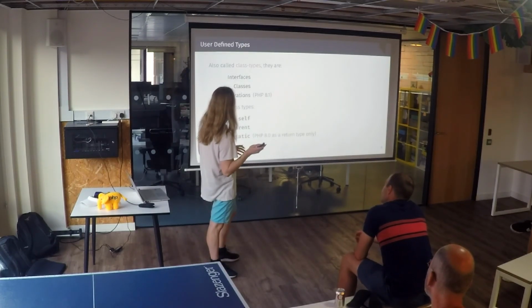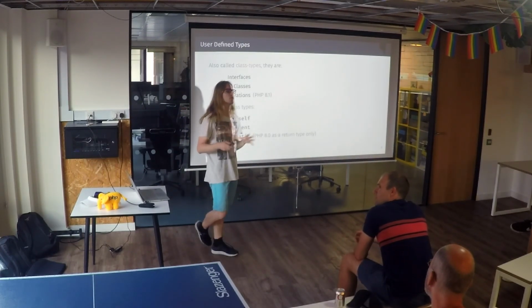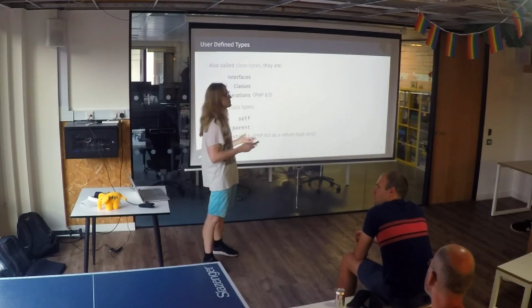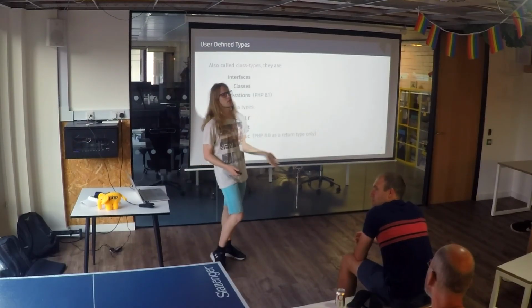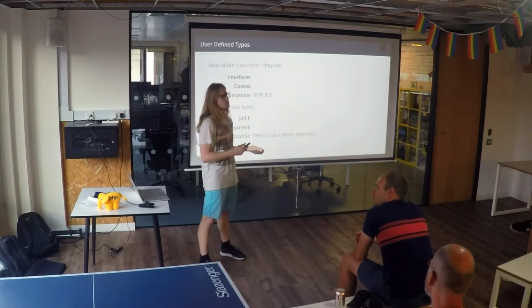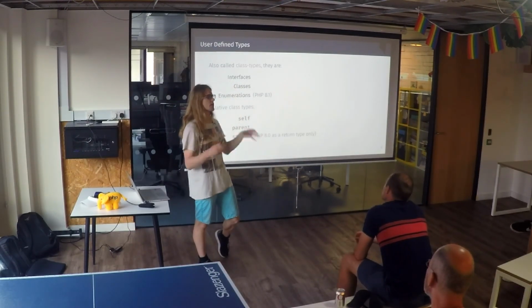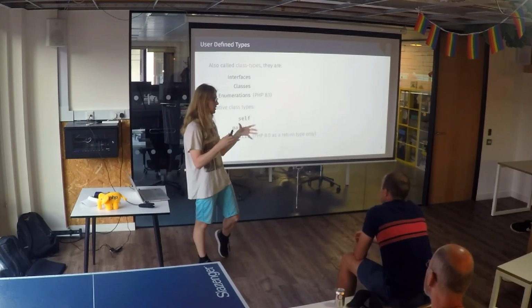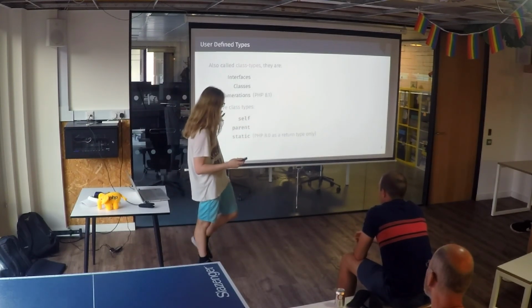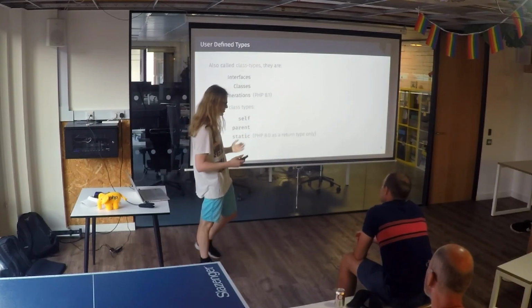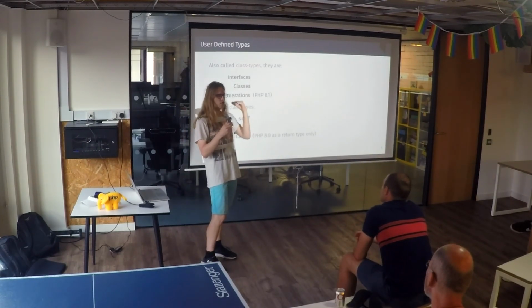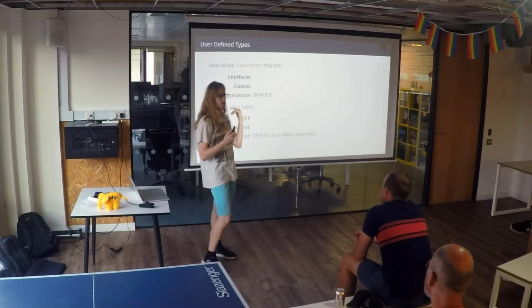So yeah, user-defined types. We also call them class types, which is basically what you probably all are familiar with: interfaces, classes, and since 8.1 enumerations, which allows you to define your own domain logic and domain semantics. We have these three relative class types, which are called self, parent, and static, which refer to within your class, within the hierarchy. So you can do something weird.